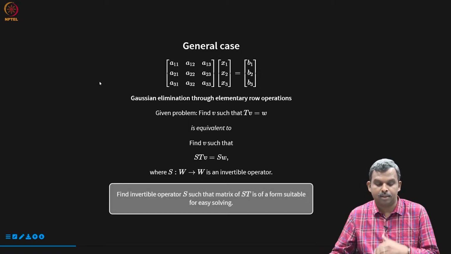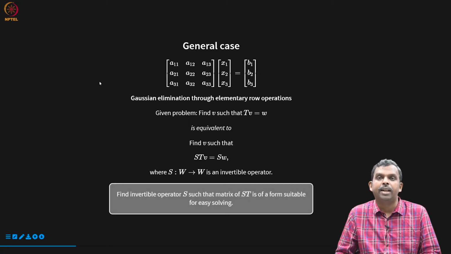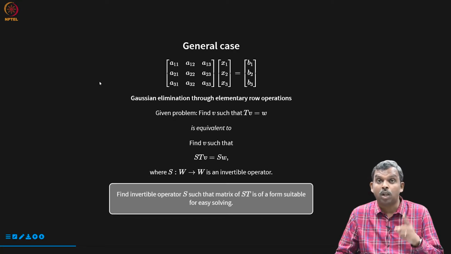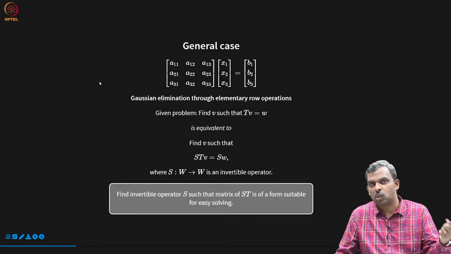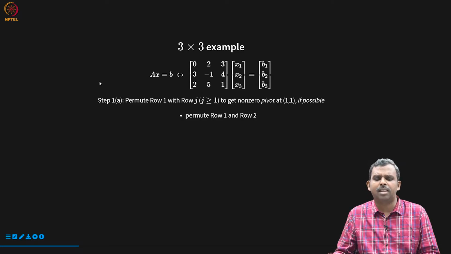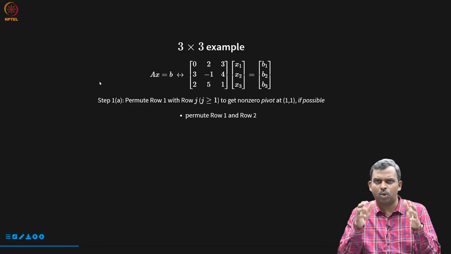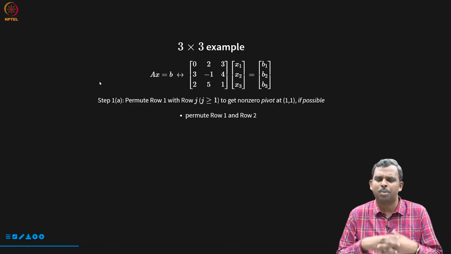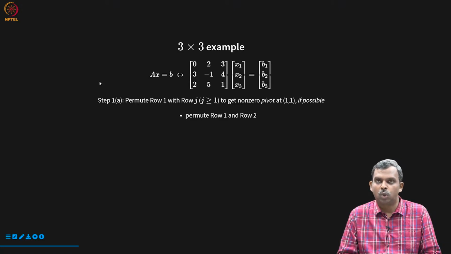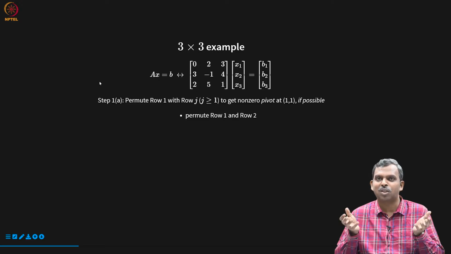All right. So that's the essential idea behind row operations: finding the invertible operator S so that ST is of a form suitable for easy solving. So how do you go about finding this operator S? You don't find it in one go. You do it in multiple steps slowly. Okay. So I'll show you how this is done. Once again, I will illustrate it with an example. One example is good enough. Many of you might be already familiar with this, but let's go through this one example and look at it from this operator point of view.